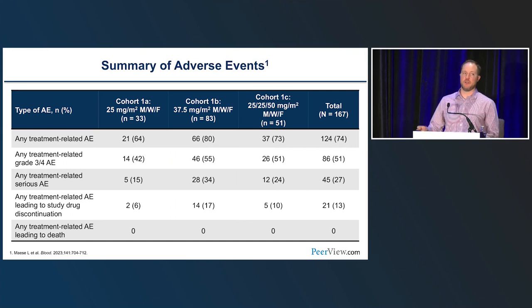Looking at the adverse events that were witnessed in the trial, breaking these down by treatment-related, serious 3-4. But I do think this column, again, is the most important one. Who are the people that had to discontinue drug based on side effects? And you can see at the lower dose, fewer patients, but at the 25-50, about 10% of patients had to discontinue drug. And as Rachel reviewed the side effect profile of asparaginase products, this is within the realm of what we would expect with these medications.